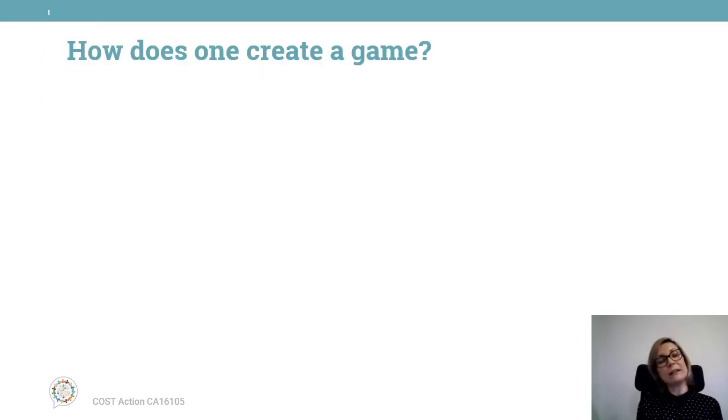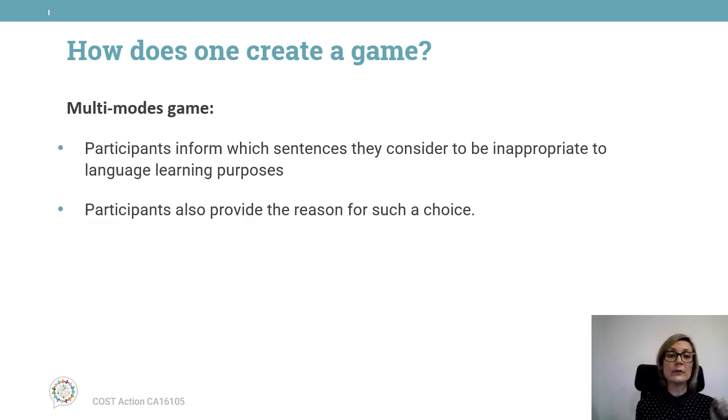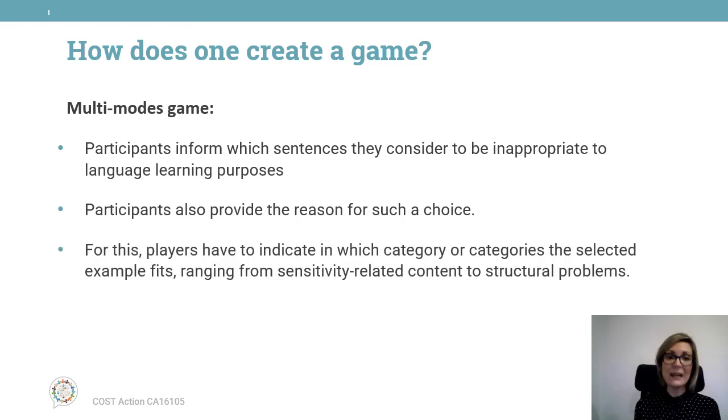How does one create a game? Okay, so then we concluded that we want to create a multi-modes game. We want participants to inform which sentences they consider to be inappropriate to language learning purposes, and also provide the reason for such a choice. And for this, players have to indicate in which category or categories the selected example fits, ranging from sensitive related content to structural problems.